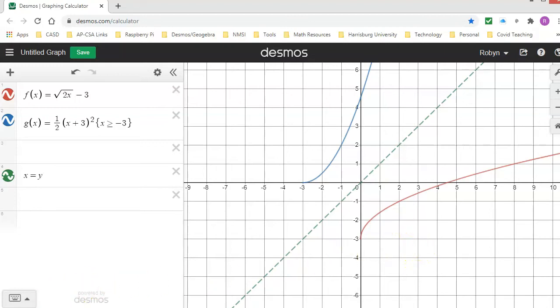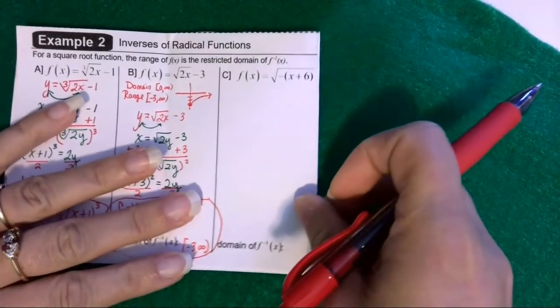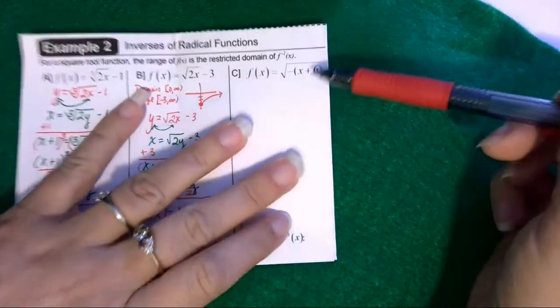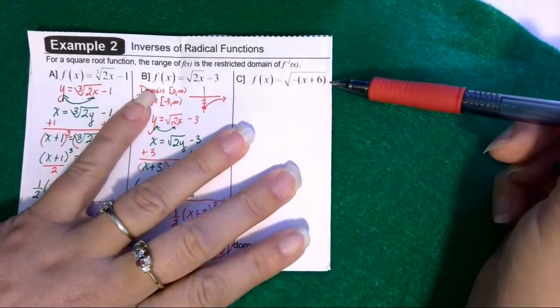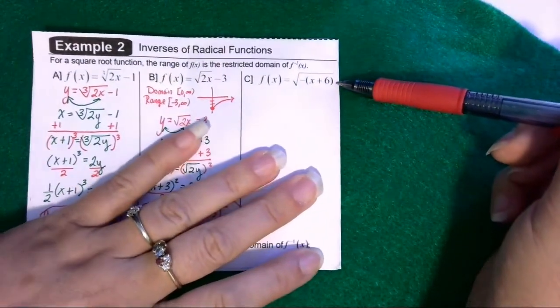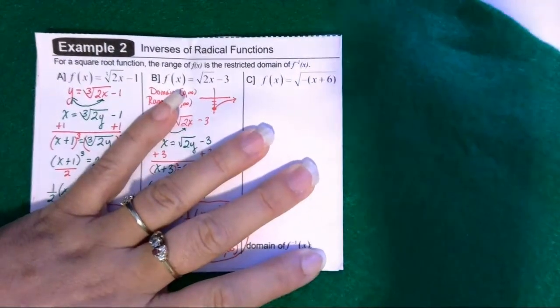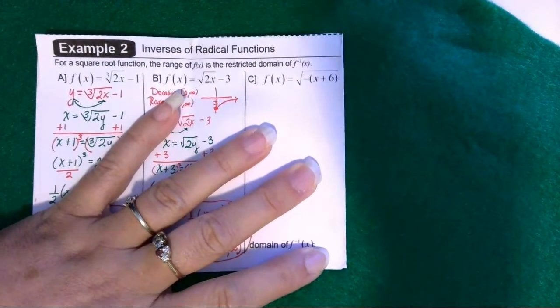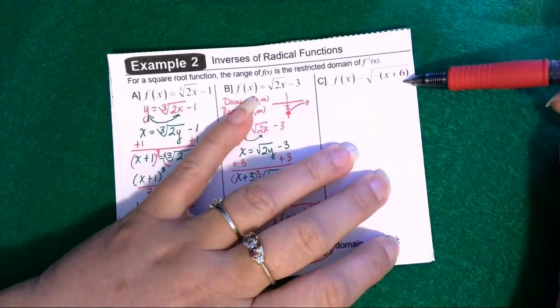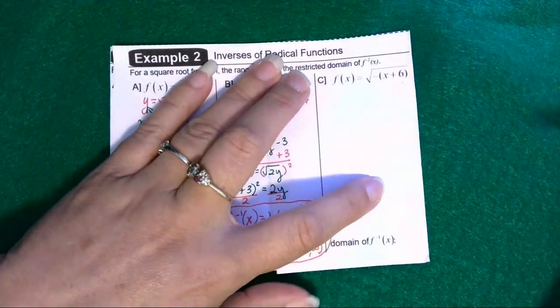Okay, so that brings us back now to example C, and I'd like you to pause the video and try this one on your own, and then once you have had a chance to try that one, then come back and restart the video and we'll check it together.